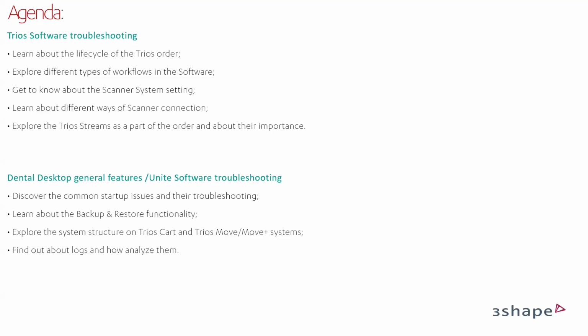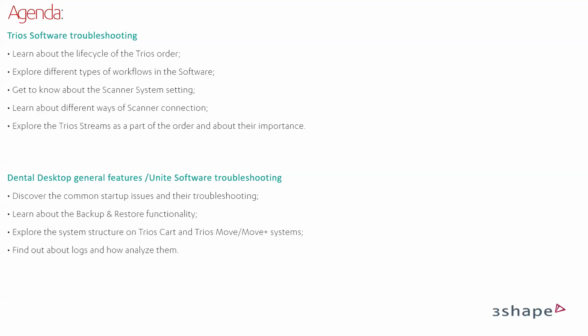Then we will explore different types of workflows in our Unite software. We will get to know some scanner system settings and learn about different ways to connect the scanner. We checked some of them in the previous session, but it will be a reminder for you. Also, we will explore the Trios streams as a part of the order that we create, and their importance for customers and for us.